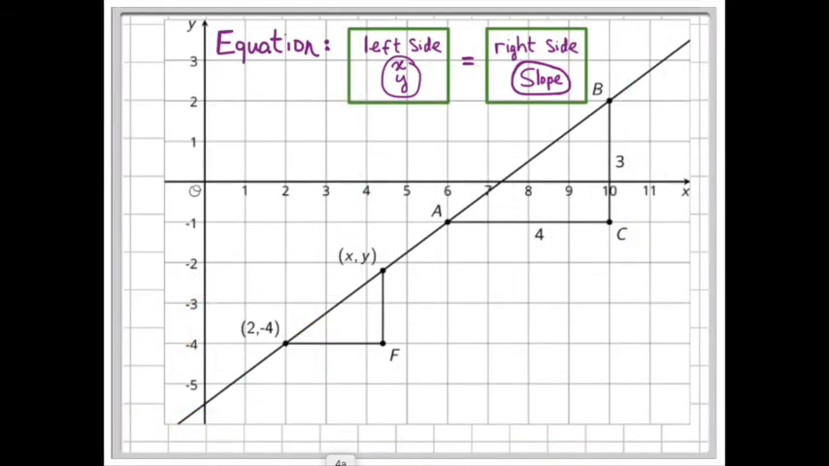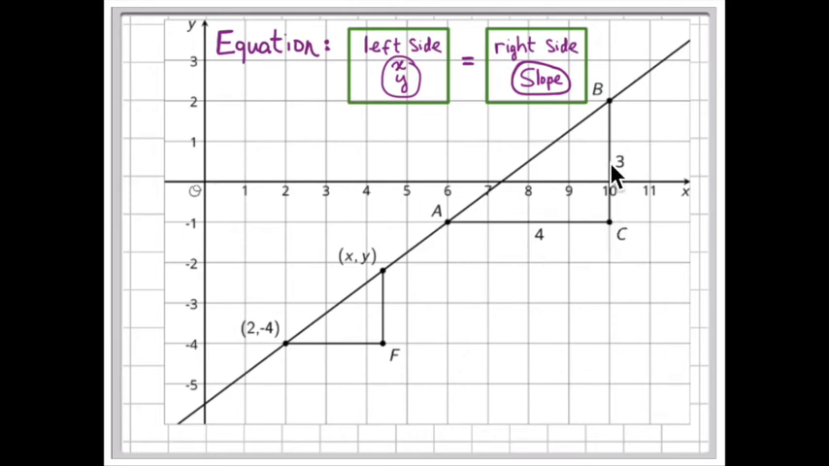This is problem number 4, in which you are supposed to write the equation for this line that has points 2, -4 on it, x, y on it, point A on it, and also point B. And to remember, to write an equation, you have to think of it as two expressions that are equal to each other. The right side expression is the slope, and you're going to get that from this triangle right here. Why are you going to get it from this triangle?